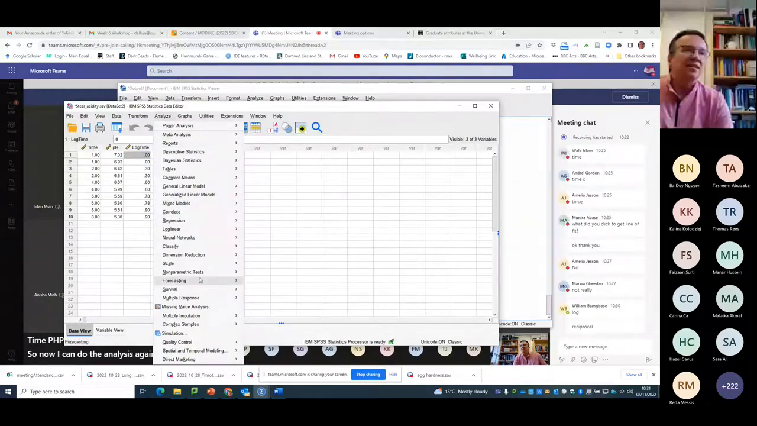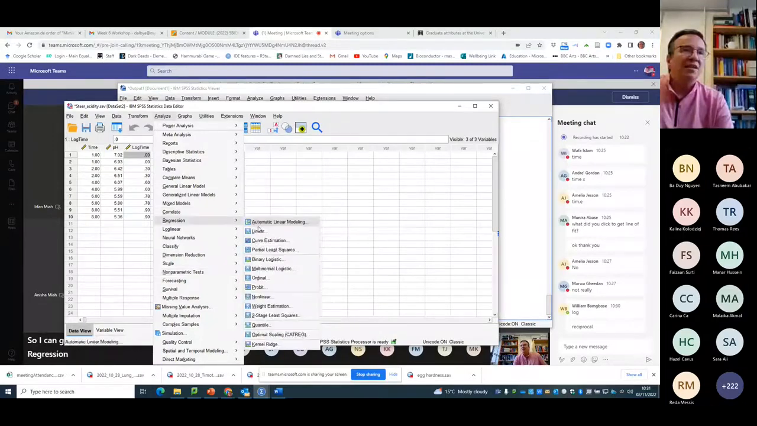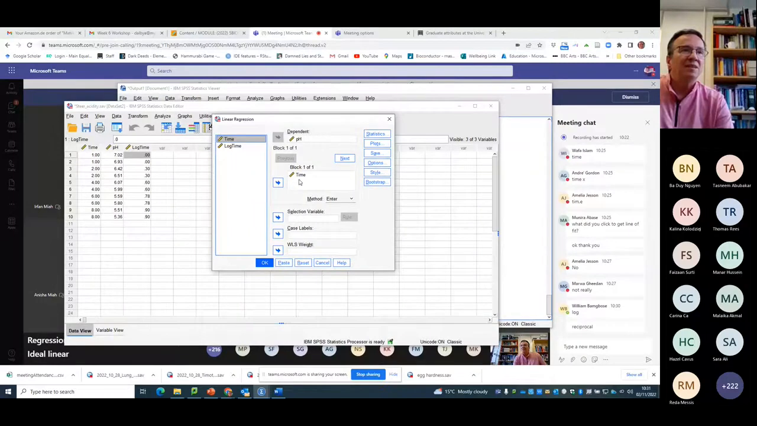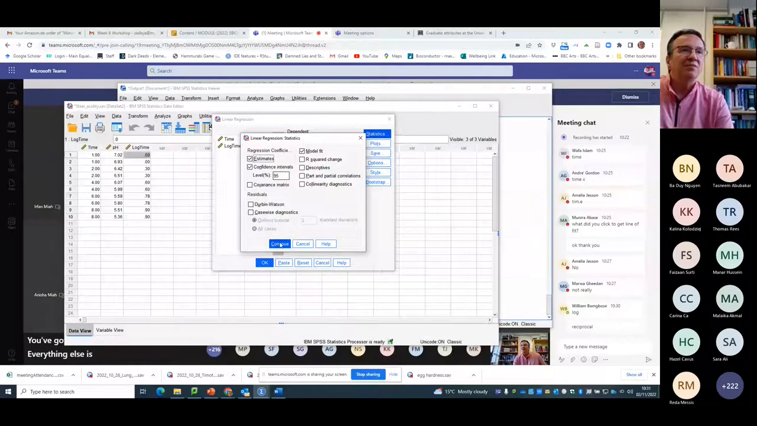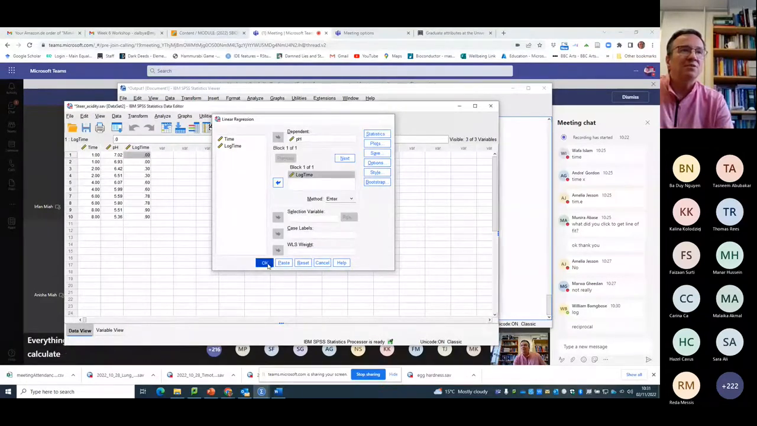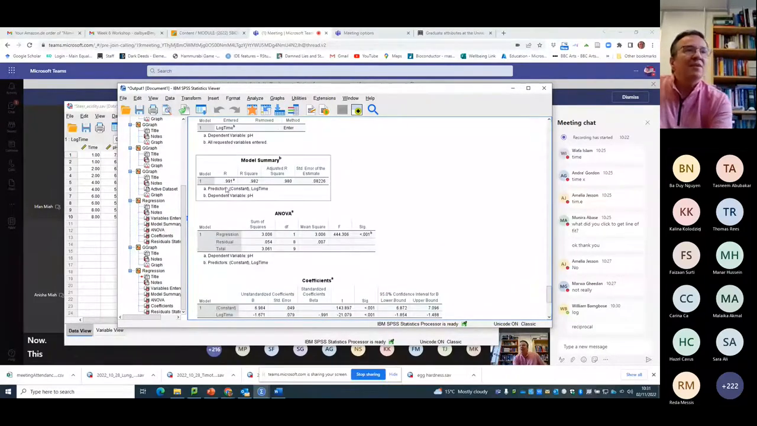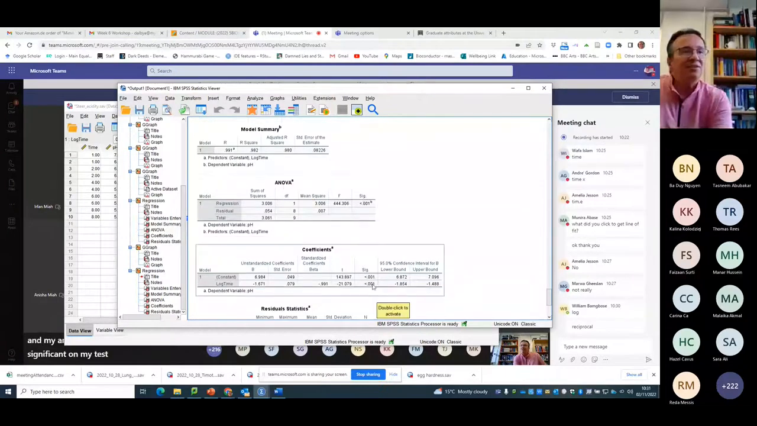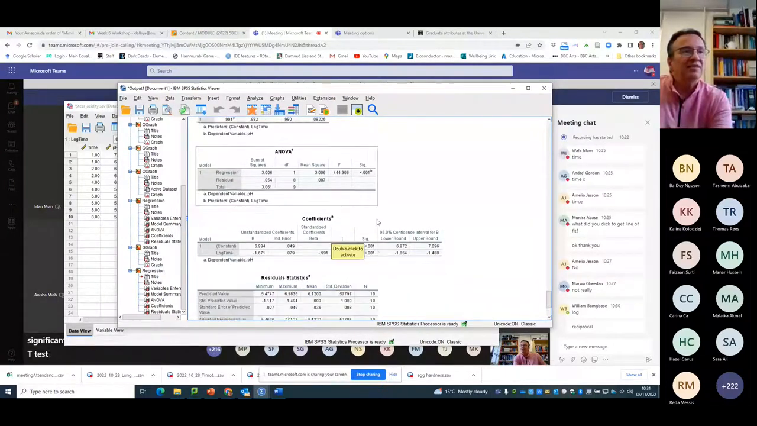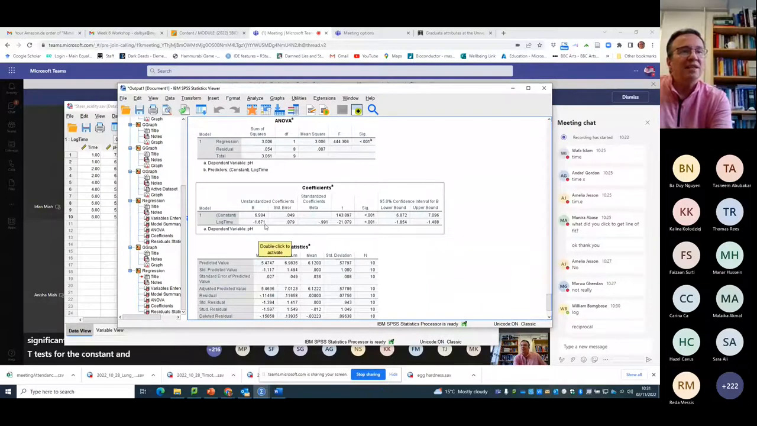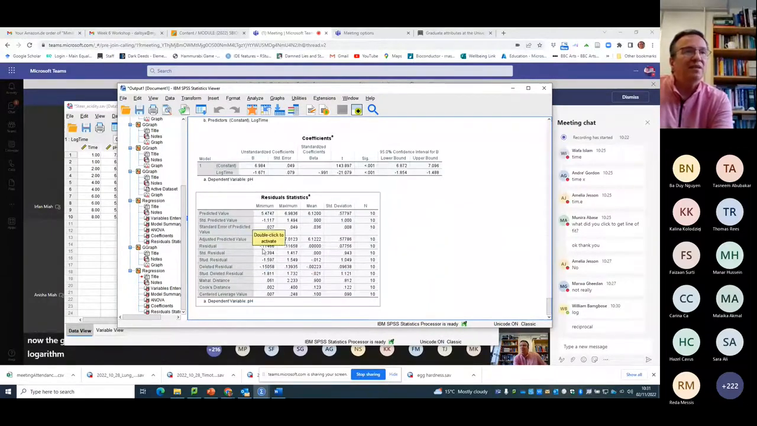So I can go down and do regression, linear. Instead of having time here, I put log time in there. Everything else is the same. Continue. I calculate all the same outputs. Go OK. Now, this time, my R is even higher than it was before, and my R² is even higher. I'm still significant on my test, still significant on the t-tests for the constant and the gradient, but now the gradient's dependent on the logarithm of time.